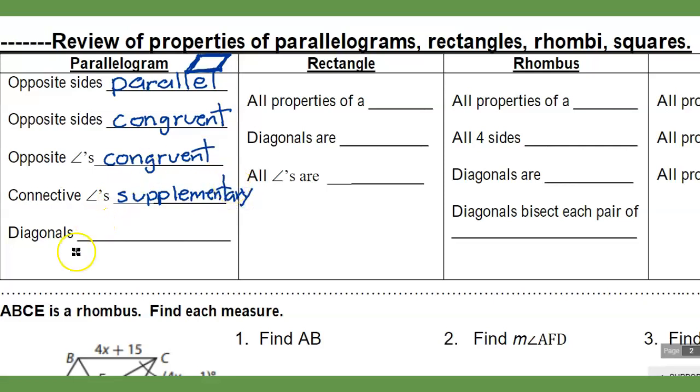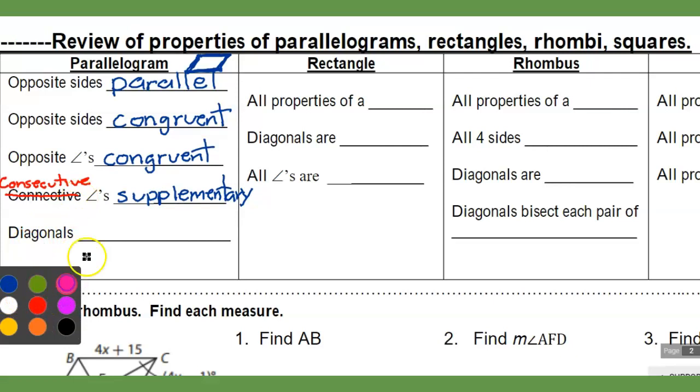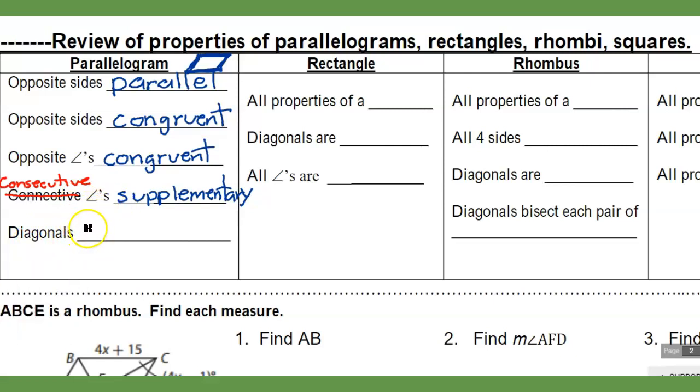Anybody catch the typo here? Connective. Consecutive. Or adjacent. Non-opposite. And diagonals are what? Yeah, diagonals are bisected. There we go.